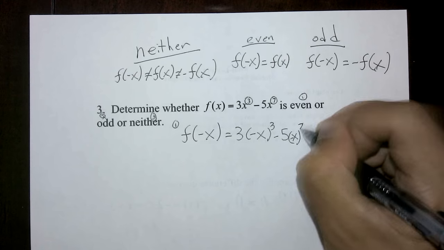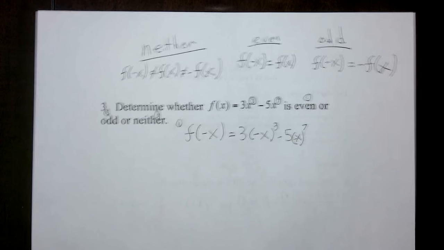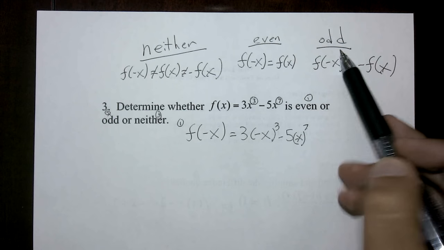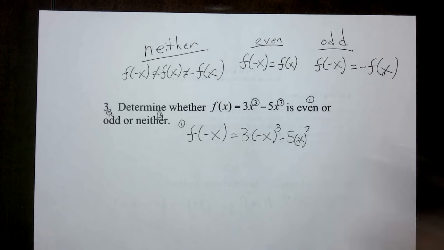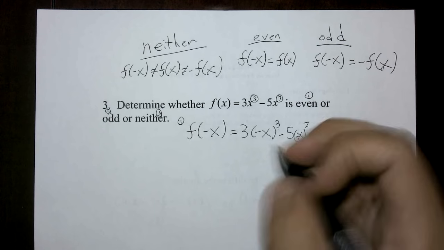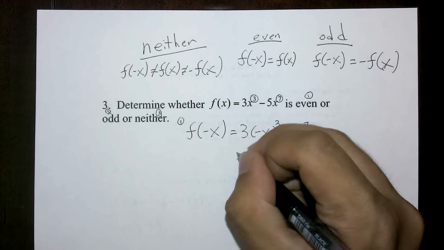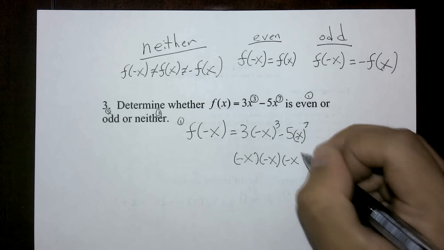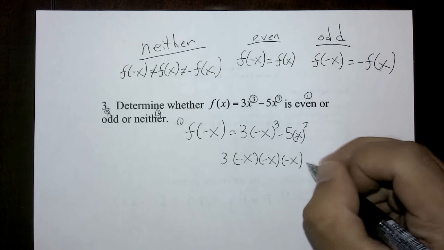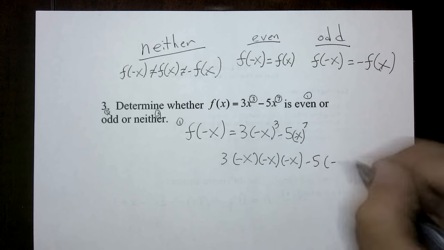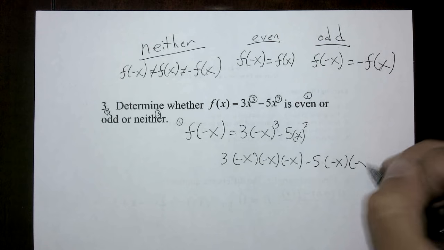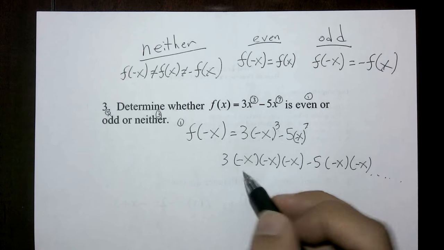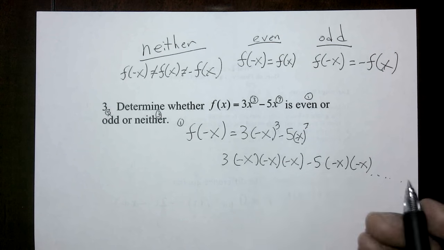So just rewriting those x terms. We know that we have an exponent of 3 and an exponent of 7. These happen to be odd numbers. So even if we were to evaluate this as negative x times negative x times negative x, and then subtracting 7 versions of that same idea, we should hopefully see that negative x times negative x is positive x squared.